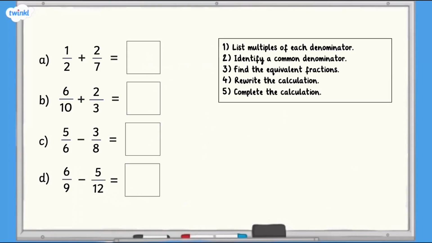Remember the steps to go through. List the multiples of each denominator, identify a common denominator from your lists, find the equivalent of each fraction with a common denominator, rewrite the calculation with the common denominator, and finally complete the calculation. Pause now while you answer the questions.